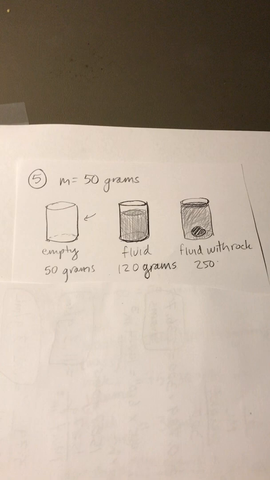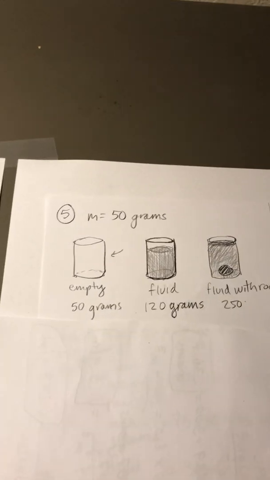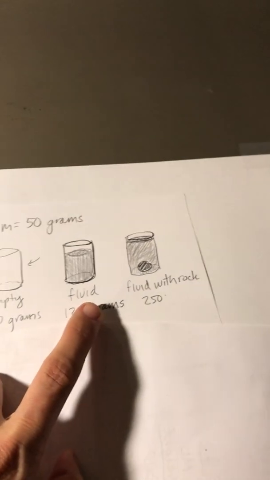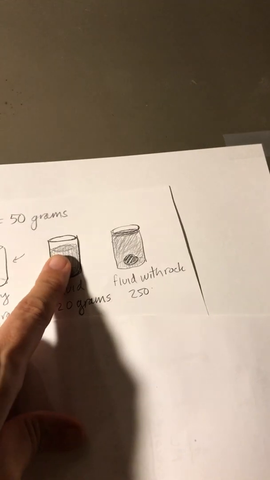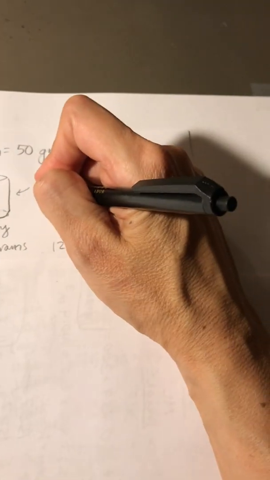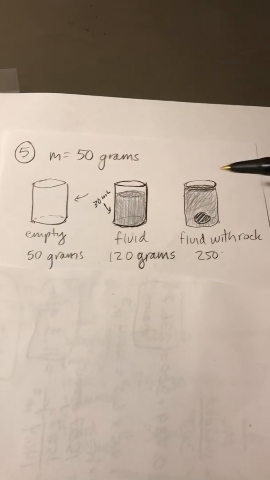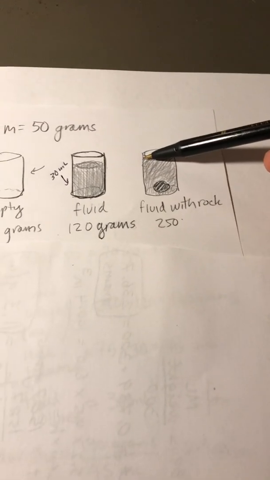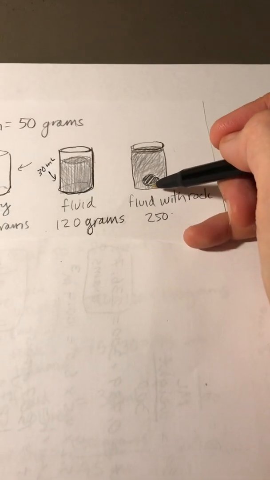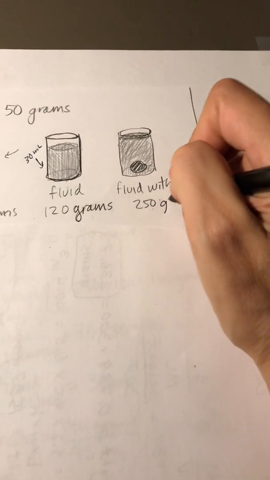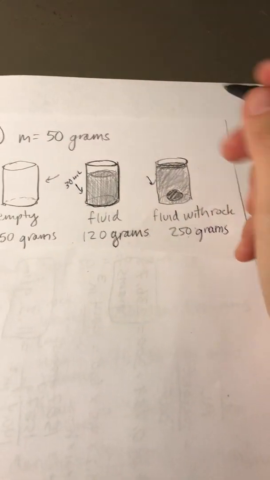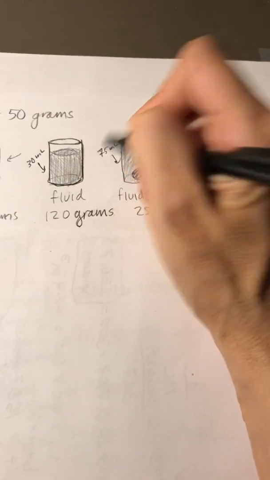So it says in the problem, an empty graduated cylinder has a mass of 50 grams. A cylinder has a mass of 120 grams when somebody put 30 milliliters of water in it. So this has 30 milliliters of water in it. Then a rock, when they added it, rose the level of the water. And the rock, when added to it, increased the mass. So now that's 250 grams. And it also increased the amount of water in there to 75 milliliters.